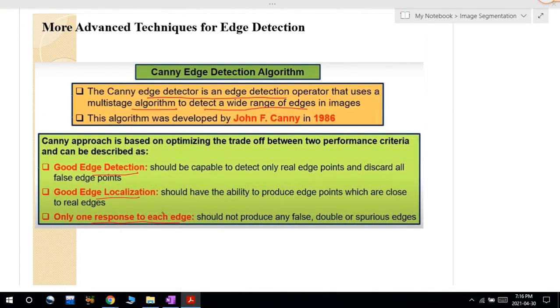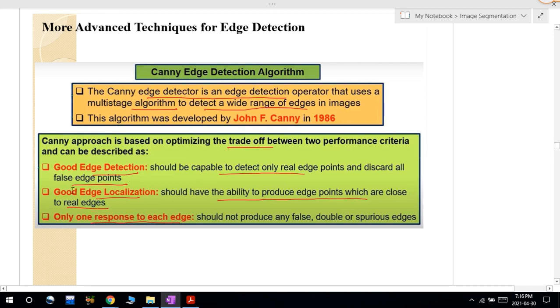So what is this Canny approach? It is based on optimizing the trade-off between two performance criteria, and can be described as follows. The first is good edge detection: it should be capable of detecting only real edge points and discarding all the false edge points. The second one is edge localization: it should have the ability to produce edge points which are close to the real edge.